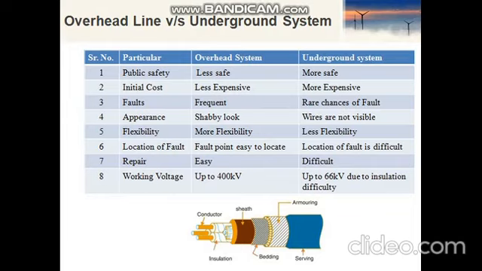So the working voltage is up to 400 kV for distribution, but transmission can be much greater also. But for the underground system it is only 66 kV due to insulation difficulty. Heating problems will be there because no air is provided. So these are the disadvantages of the underground system.